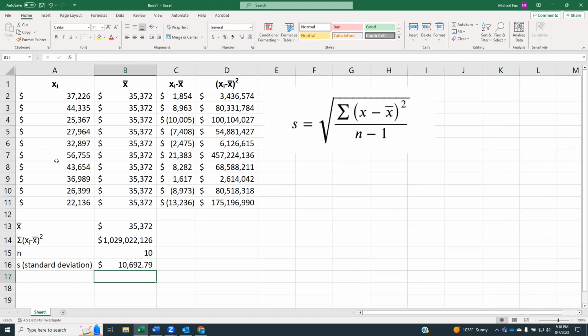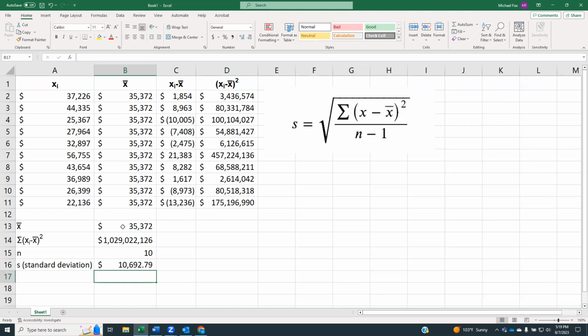So we have each value of x in a certain data set, and then we're going to find the mean or the average of the data set. And then we're going to find the difference between each value of x and the mean, so how much less or greater than the mean each of these values are. So this is greater than the mean by 1854, greater by 8963. This one's less by 10,005, etc. Then we're going to square that information, take the sum of it, and then find the square root of all of that divided by the number. So what this is really doing, if you think about it, is just telling us how variable or how spread out our data is.